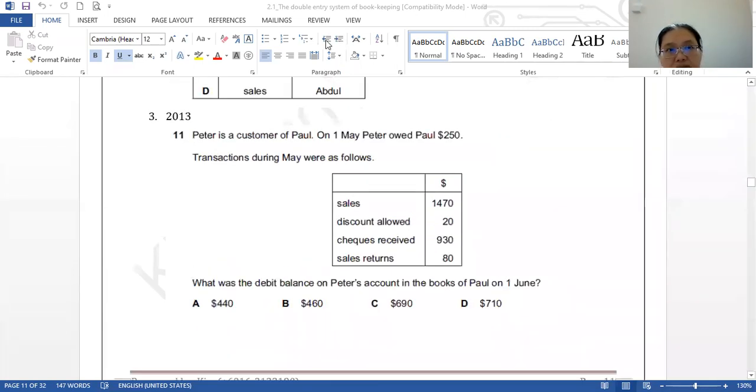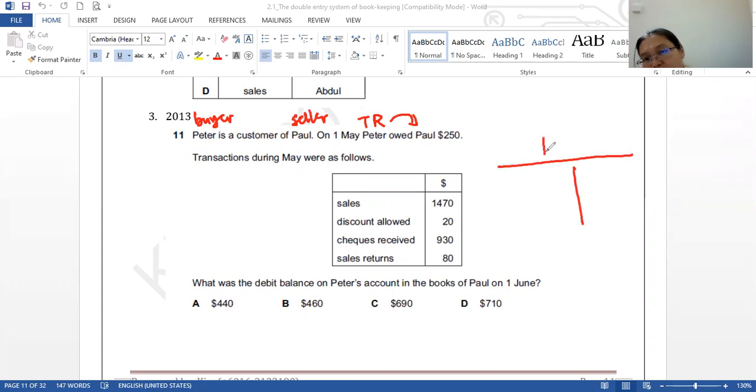Okay. Question number 3. Peter is a customer of Paul. Peter is a buyer. Paul is a seller. On 1st May, Peter owed Paul 250. So Peter is a trade receivable to Paul. Transactions during the month are as follows. What was the debit balance on Peter's account in the books of Paul? So Peter's account. On 1st May, Peter owed Paul 250. This is a balance brought down, 250.